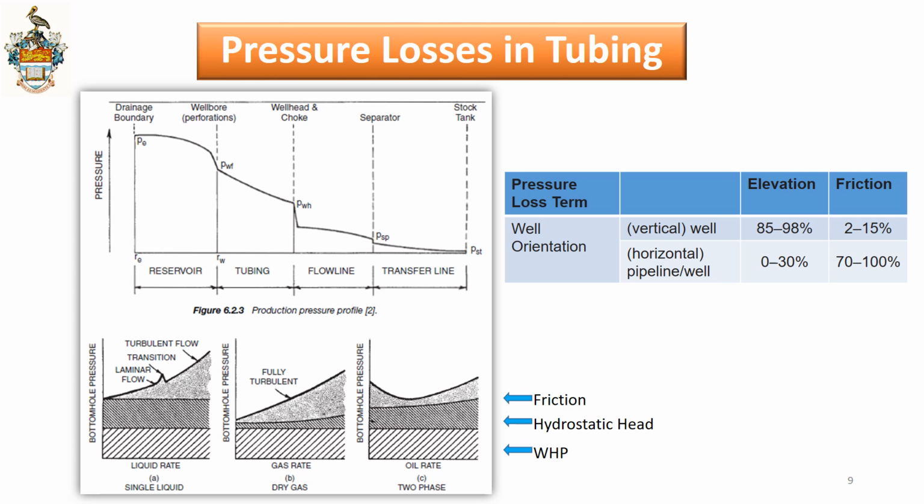In general terms, depending on the orientation of the well, for a vertical well, elevation would account for 85 to 98% of the pressure loss, with 2 to 15% attributed to friction. And for horizontal wells or flow lines or pipelines, the pressure drop attributed to elevation would normally be between 0 and 30%, and friction 70 to 100%.